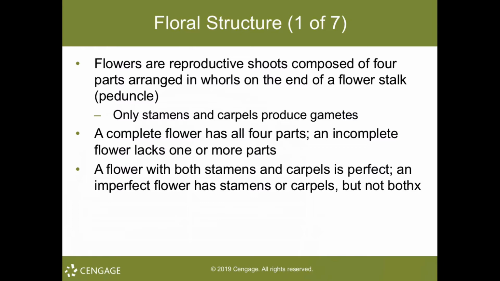A flower that has both stamens and carpels is perfect. I repeat, perfect flowers have both male and female parts. Both stamens and carpels. Make sure you know stamen and carpel. And of course, if that flower happens to be an imperfect flower, it has either stamens or carpels, but not both. So a flower can be complete and perfect, or a flower can be an imperfect flower that is not complete.